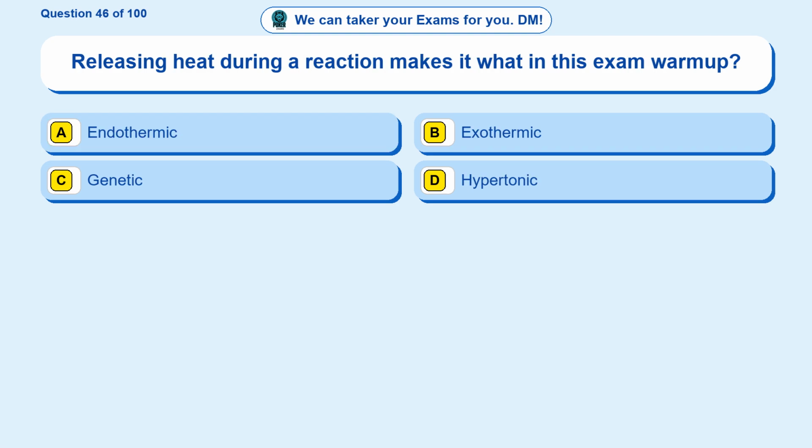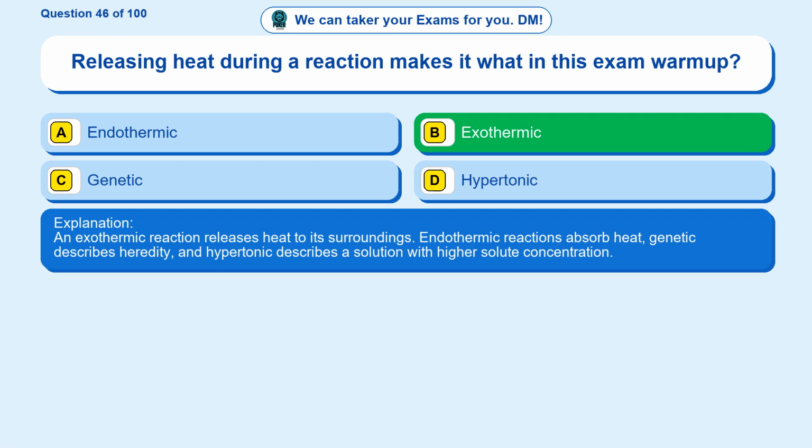Question 46. Releasing heat during a reaction makes it what in this exam warm-up? Option A endothermic. Option B exothermic. Option C genetic. Option D hypertonic. The correct answer is option B. Exothermic. An exothermic reaction releases heat to its surroundings. Endothermic reactions absorb heat, genetic describes heredity, and hypertonic describes a solution with higher solute concentration.